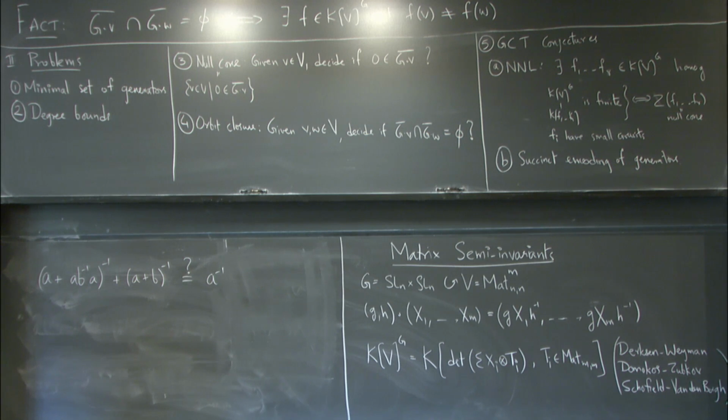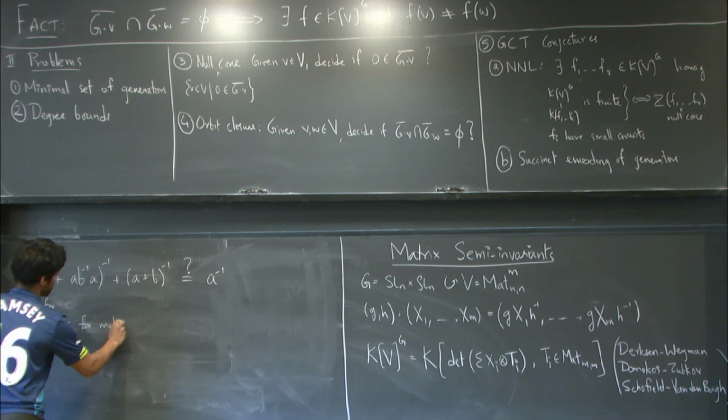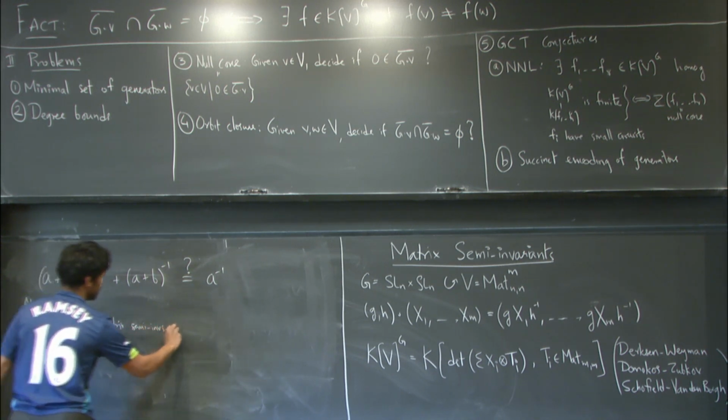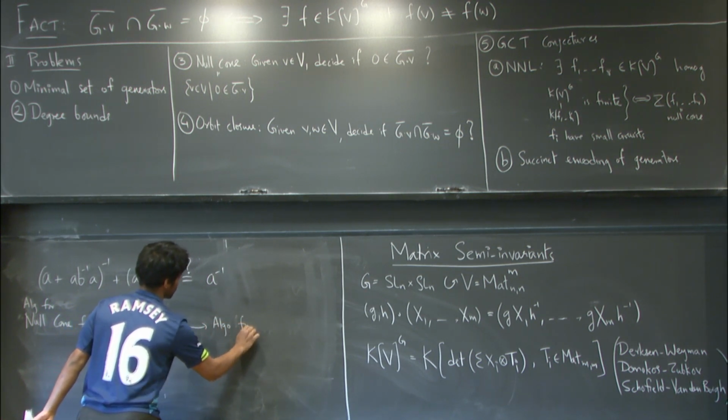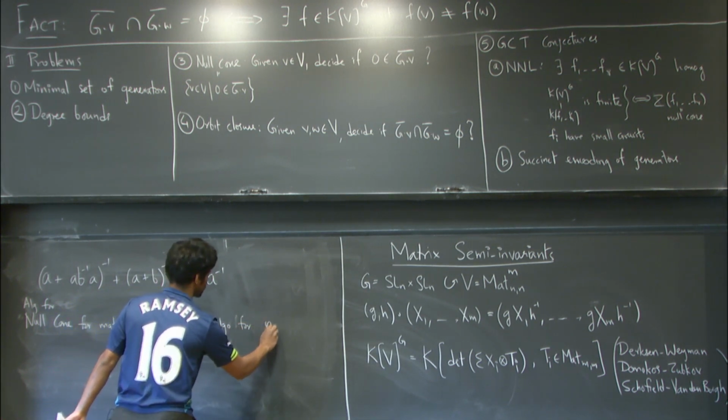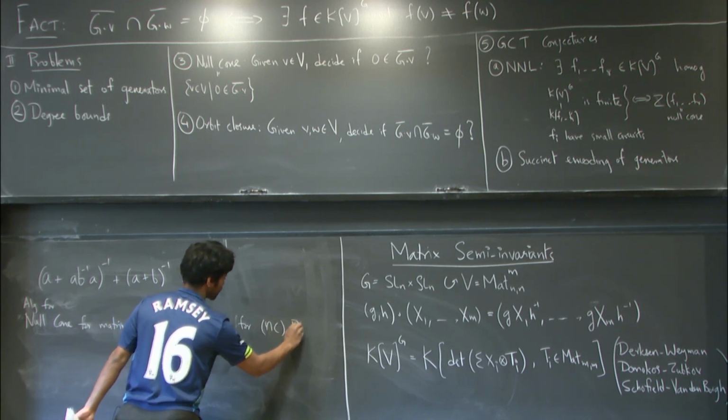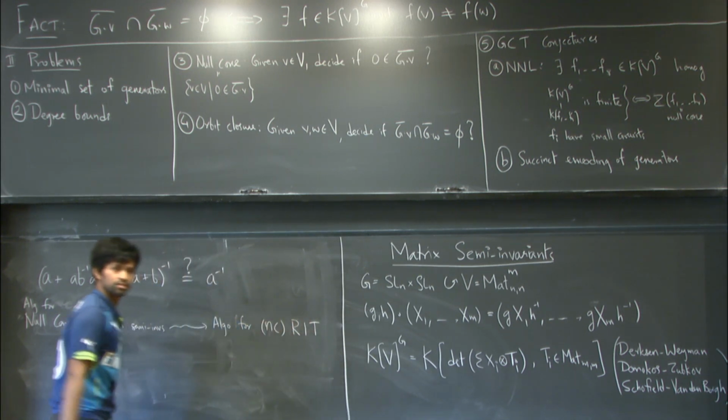Okay, and the point is that the null cone. Okay, so an algorithm for the null cone for matrix semi-invariants in some funny way will imply an algorithm for, and this is in the non-commutative world, so I will call it non-commutative rational identity testing.